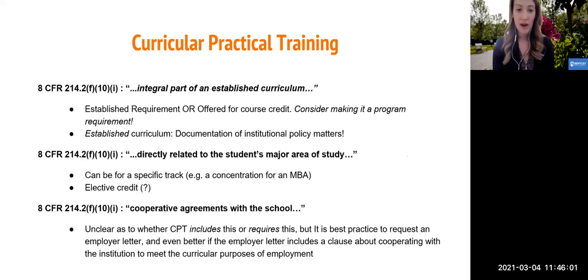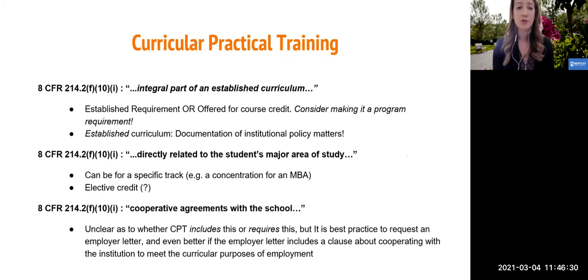At Bentley, we do have an internship course that is done for elective credit. The way that we address this is on our CPT form itself, which is filled out by both the internship coordinator in the academic department and the student. We have a section where the student lists the way in which it is related to their major. And then that's also reinforced by the offer letter that we get from that employer.